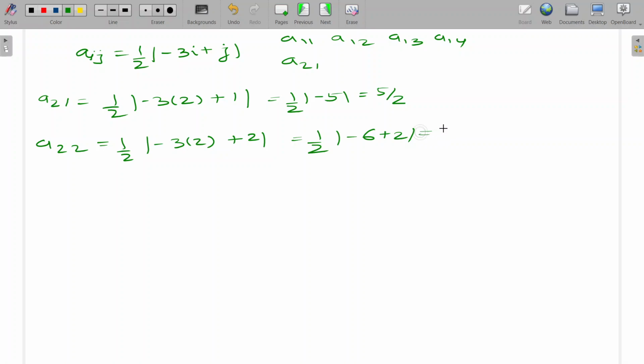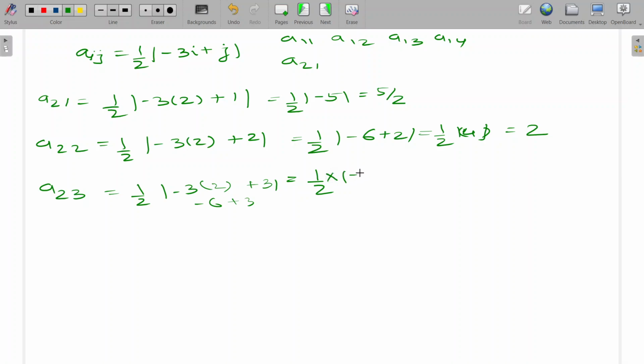Minus 4 mod is 4. So half of 4 is 2. Now a23. Half of minus 3 into 2 plus 3 is half of minus 6 plus 3, which is minus 3. So mod of minus 3 is 3, so half of mod of minus 3 is 3 by 2.